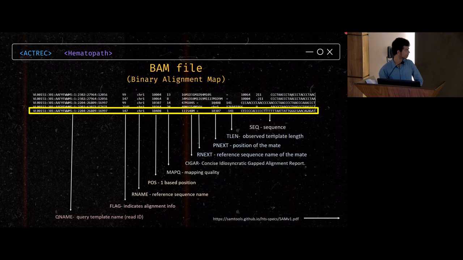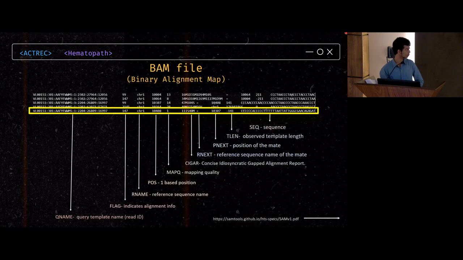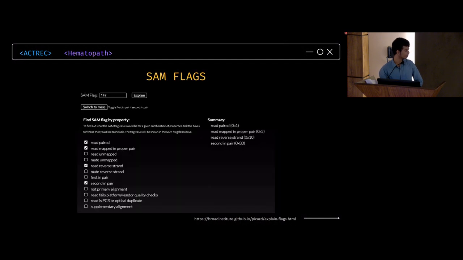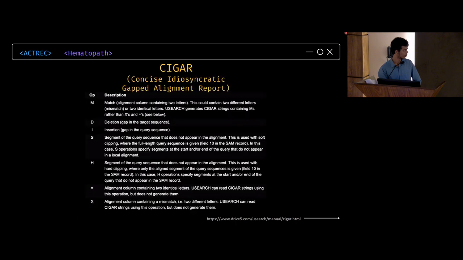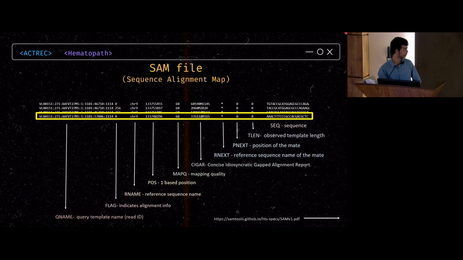Basically here, 147 is our SAM flag. There is a great tool designed by the Broad Institute. We can input our SAM flag here and it will say what type of read it is. So here we input this SAM flag 147. It is saying that the read is paired, meaning R1 and R2 are present. The read is mapped in a proper pair, meaning both reads got mapped. The read is on the reverse strand, and this is second in pair. So it is the R2 read. Here and here you can see it was different. It was 0.